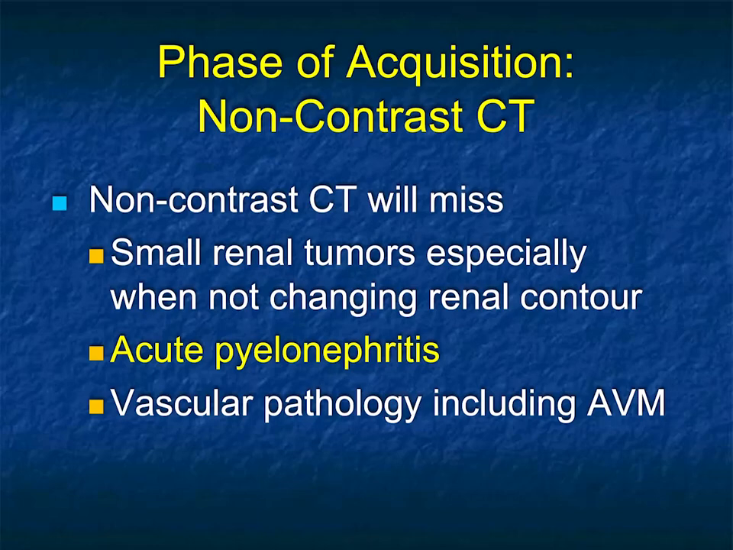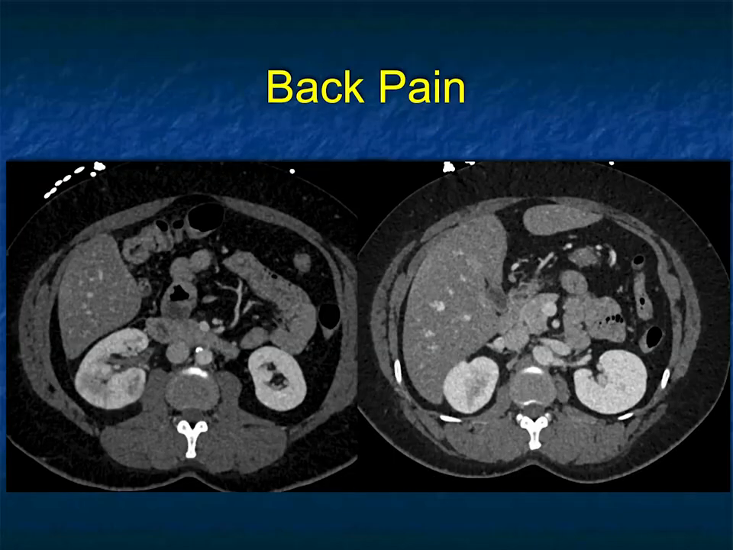On the other hand, a lot of times in the ER, people say, oh, we don't want to give contrast. Let's just do non-contrast. Well, I have to tell you that non-contrast is going to miss a lot of things. No, it's not going to miss stones, but it is going to miss small tumors, particularly tumors that don't change the contour of the kidney. It's going to miss acute pyelonephritis when the kidney is not markedly enlarged and perirenal space involvement. And it will miss also vascular pathologies like AV malformations, for example.